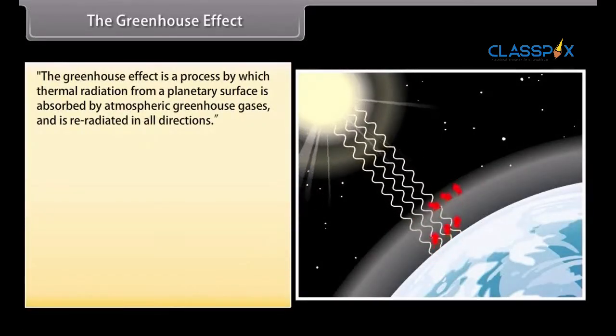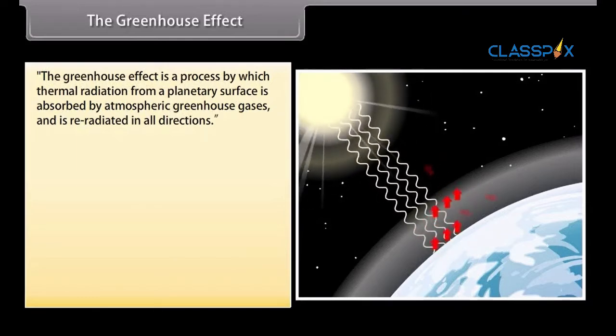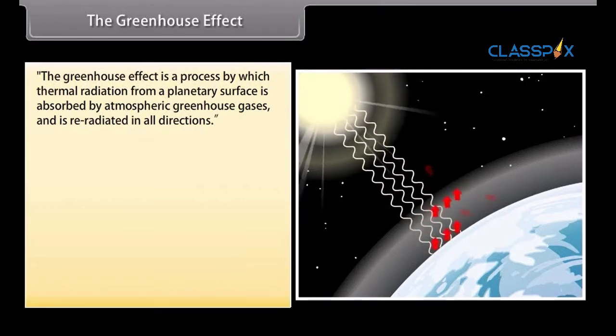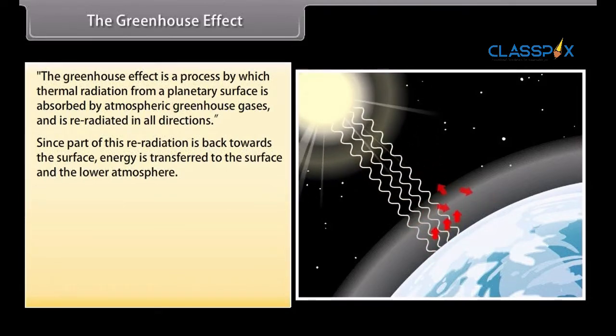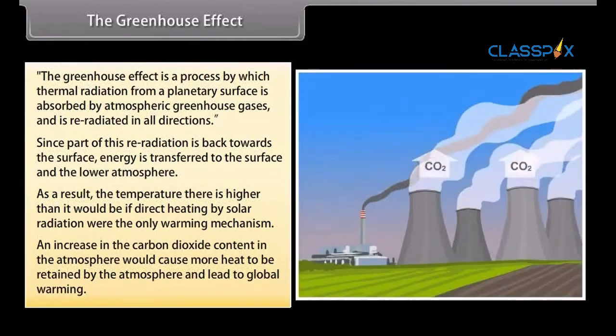The greenhouse effect. The greenhouse effect is a process by which thermal radiation from a planetary surface is absorbed by atmospheric greenhouse gases and is re-radiated in all directions. Since part of this re-radiation is back towards the surface, energy is transferred to the surface and the lower atmosphere. As a result, the temperature there is higher than it would be if direct heating by solar radiation were the only warming mechanism. An increase in the carbon dioxide content in the atmosphere would cause more heat to be retained by the atmosphere and lead to global warming.